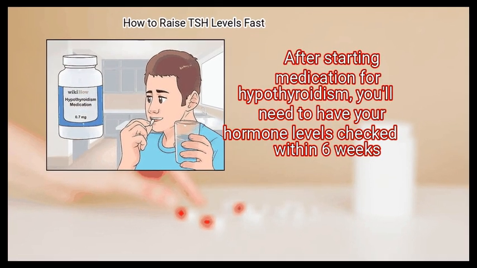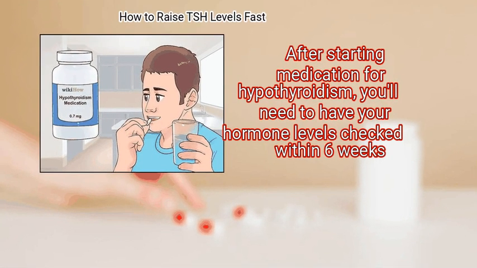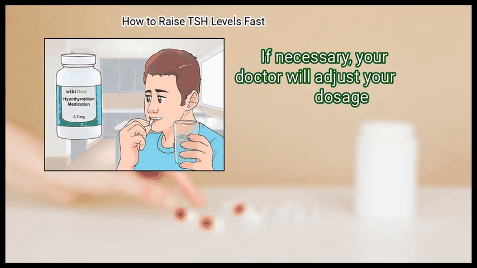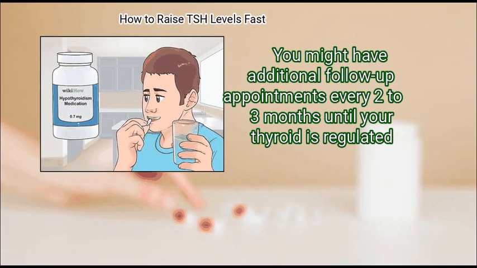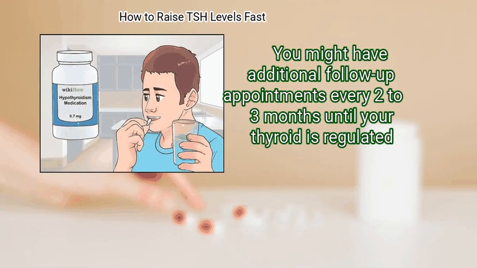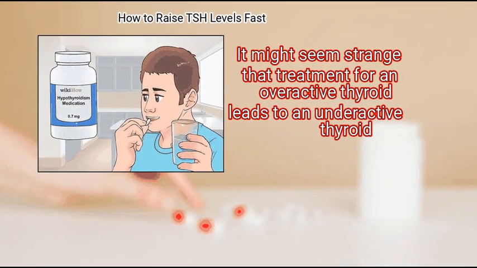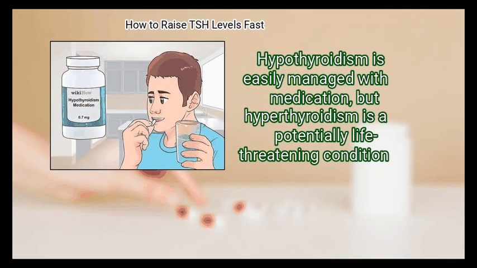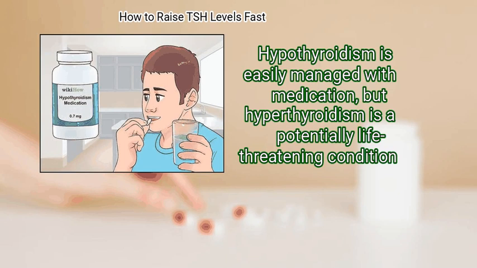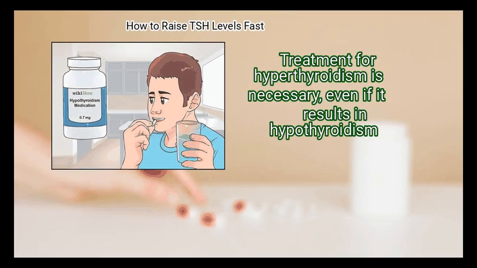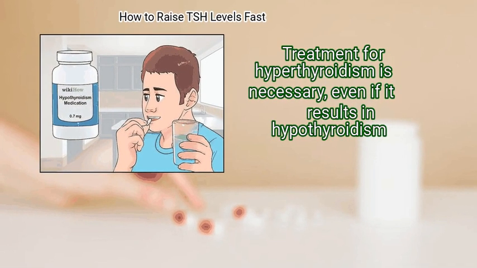After starting medication for hypothyroidism, you'll need to have your hormone levels checked within 6 weeks. If necessary, your doctor will adjust your dosage. You might have additional follow-up appointments every 2 to 3 months until your thyroid is regulated. It might seem strange that treatment for an overactive thyroid leads to an underactive thyroid. Hypothyroidism is easily managed with medication, but hyperthyroidism is a potentially life-threatening condition. Treatment for hyperthyroidism is necessary, even if it results in hypothyroidism.